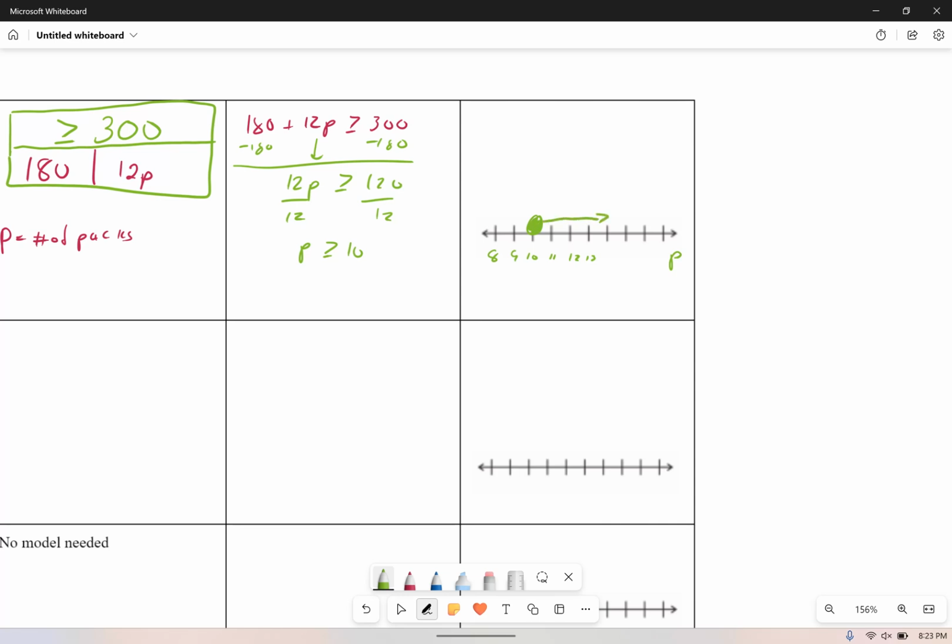And once again, technically what I should do is put dots on all of these. But because there's really no limit to the number of forks I could buy, I'm just going to do an arrow.